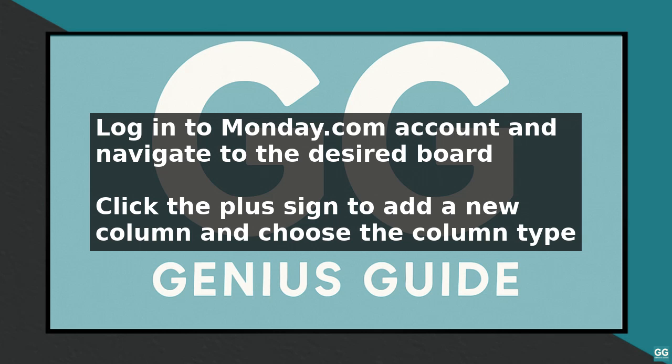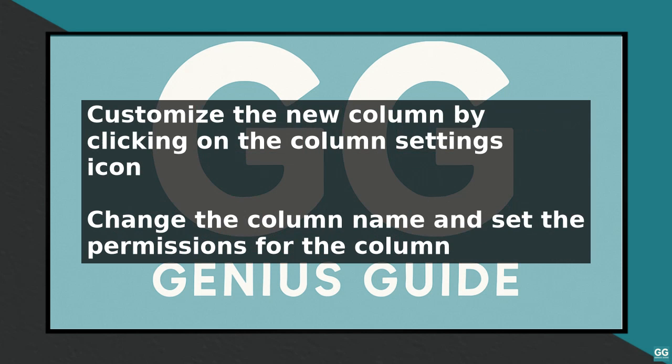A column in Monday.com is a vertical list of items that displays specific information, such as text, numbers, or dates. To integrate columns, start by clicking on the plus sign at the top right corner of your board to add a new column. Choose the column type you want to add, such as a text column, number column, or date column. You can also add a column from an existing template or duplicate an existing column.